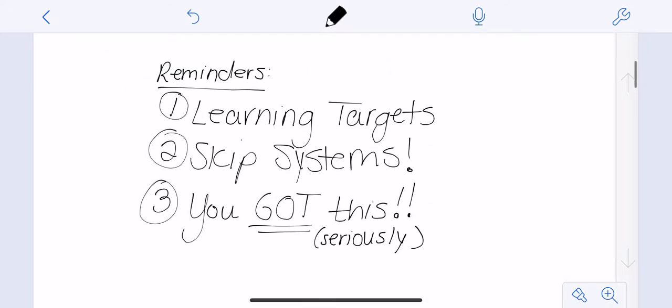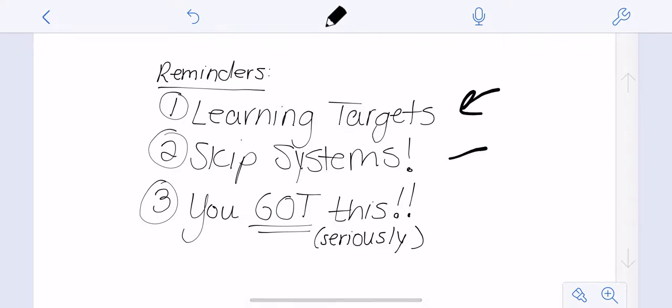So here's the three first most important things I want you to know. Number one, you have learning targets, right? So on your unit overview, you have I can statements on your learning targets, and use those to study. Those are there for you to check off as you go and make sure you can do those things.